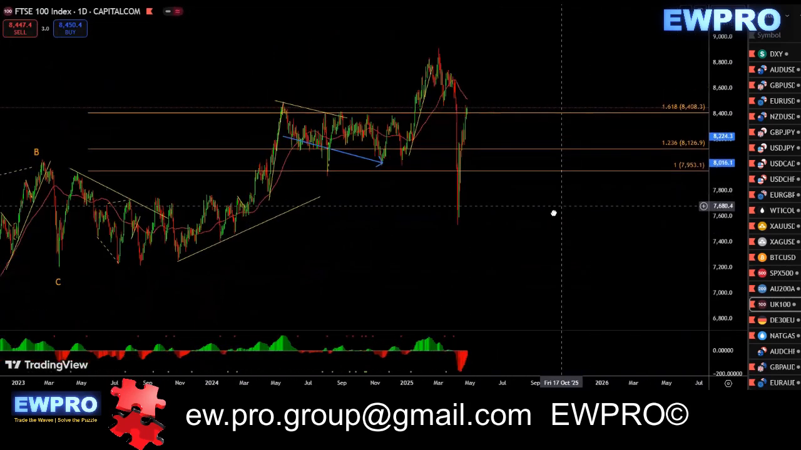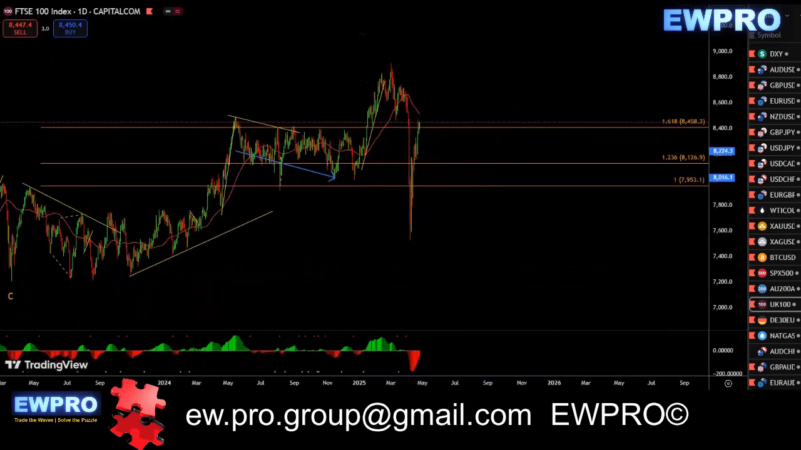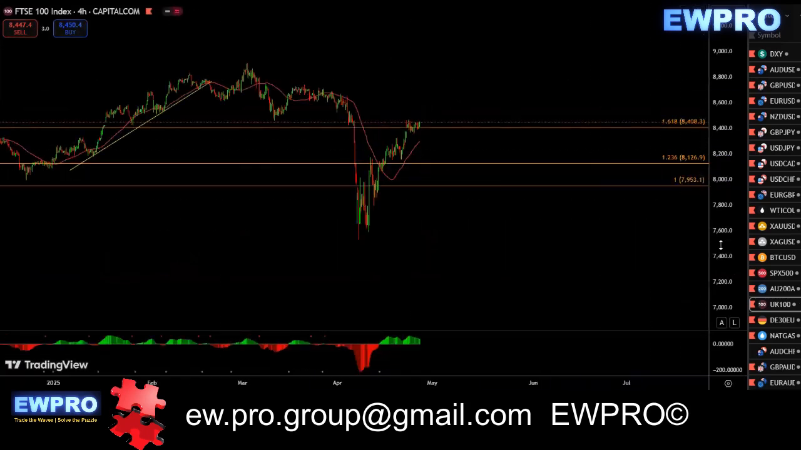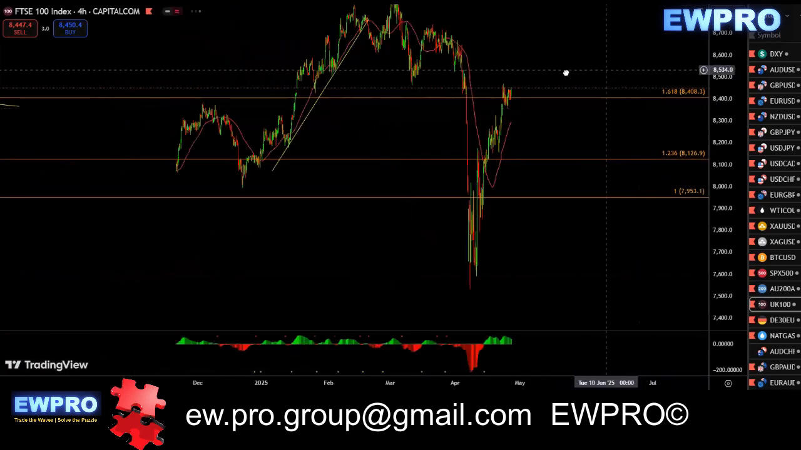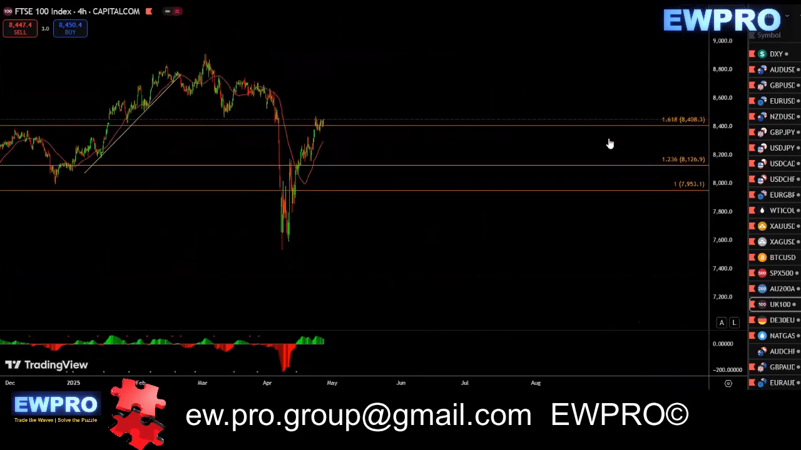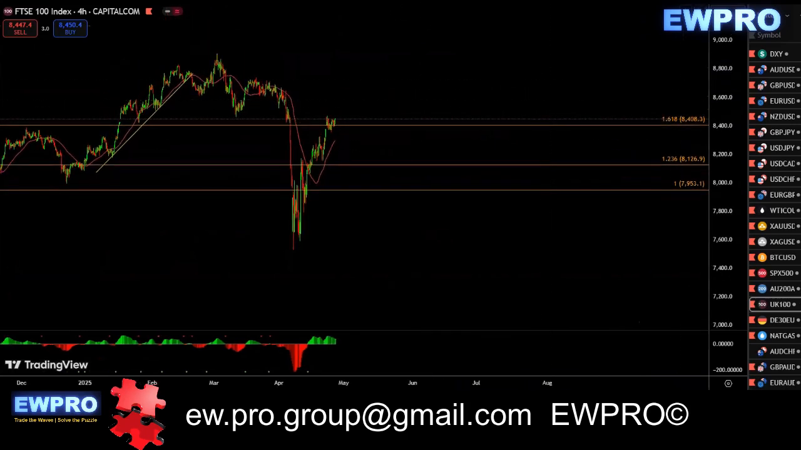The FTSE on the daily, we got this nice impulse down in here. I was just looking for a correction similar to the other indices, and then we get 3 down. This is giving us a nice impulse down, and it's giving us an impulse back up. So I dare say it can go and break the top.